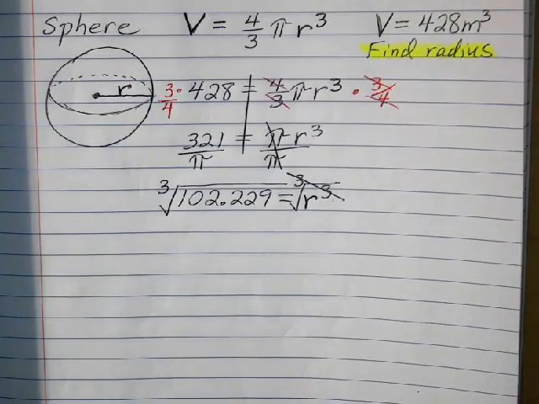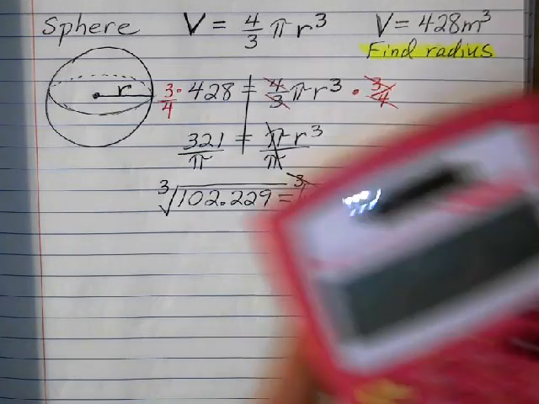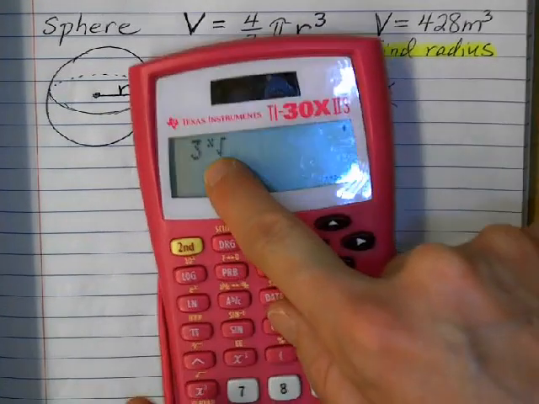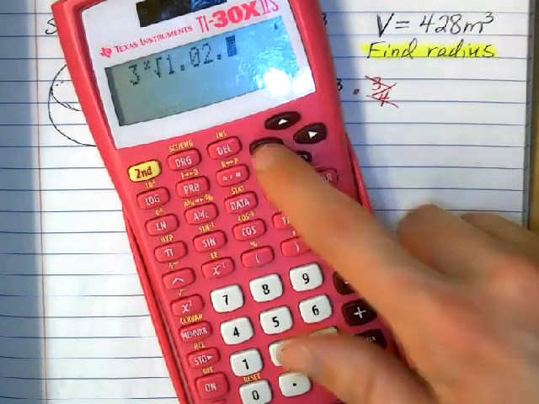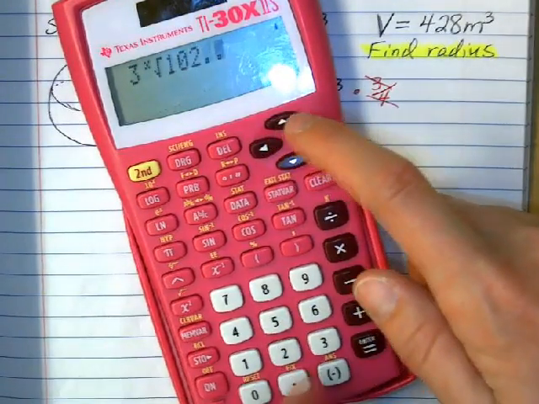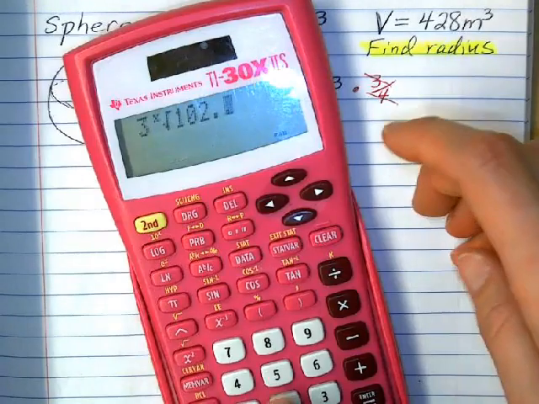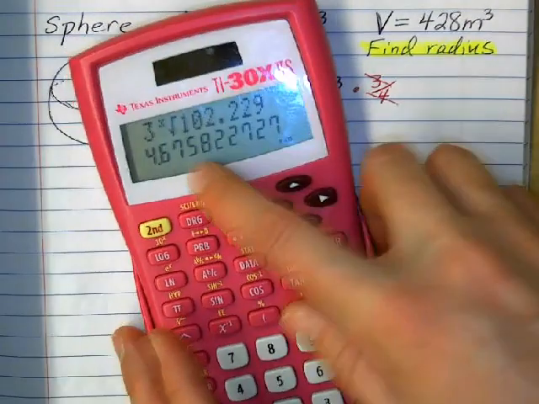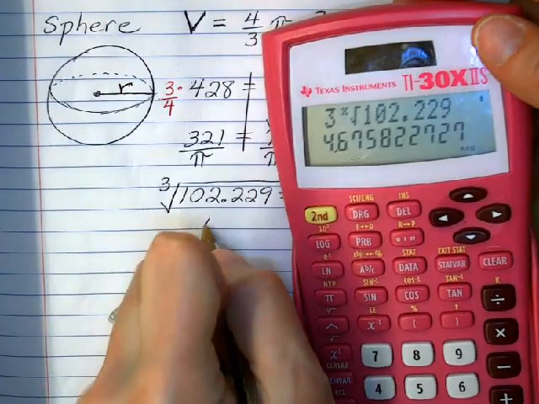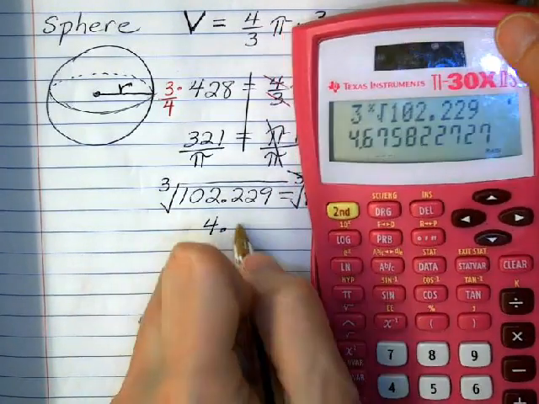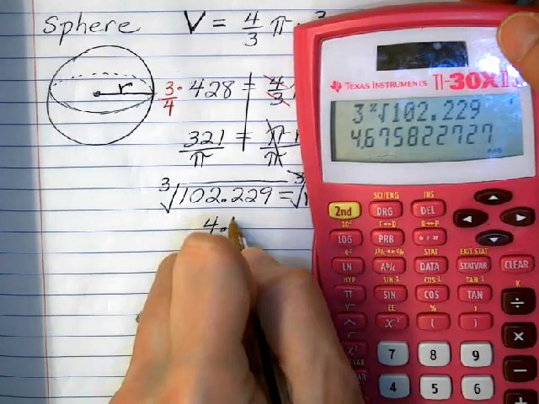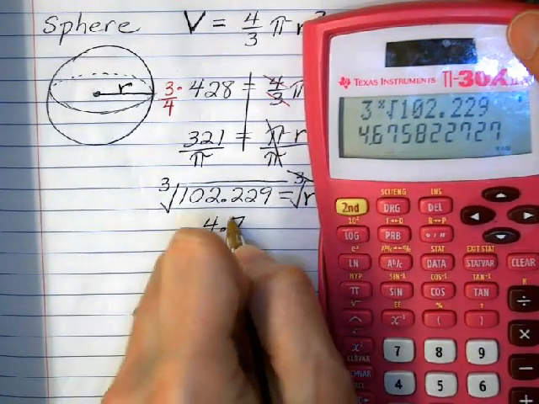Okay, cubed root, do that on my calculator, of 102.229. Cubed root of that, so I got about 4.675, I'll round it off. How about 4.7? There, we'll just round it off to one decimal. It's about 4.7 for the radius.